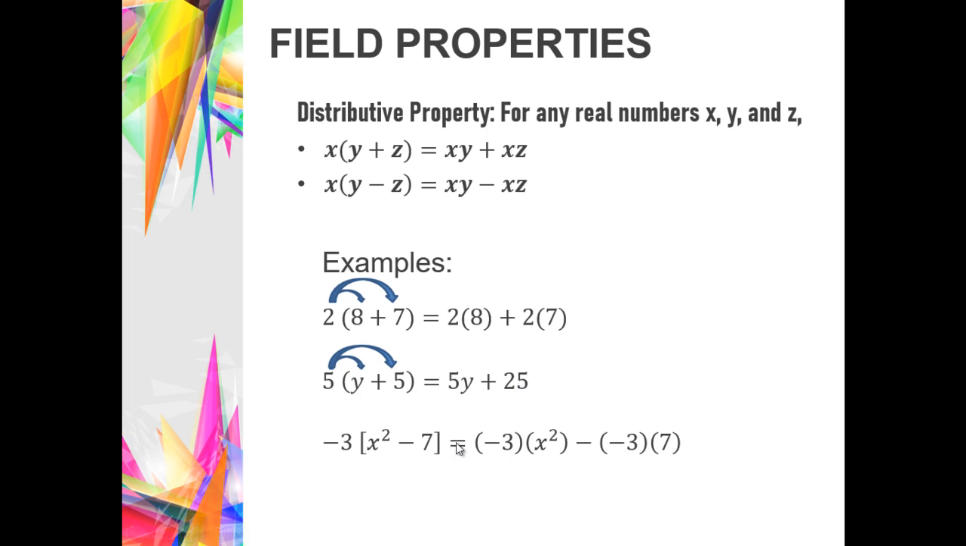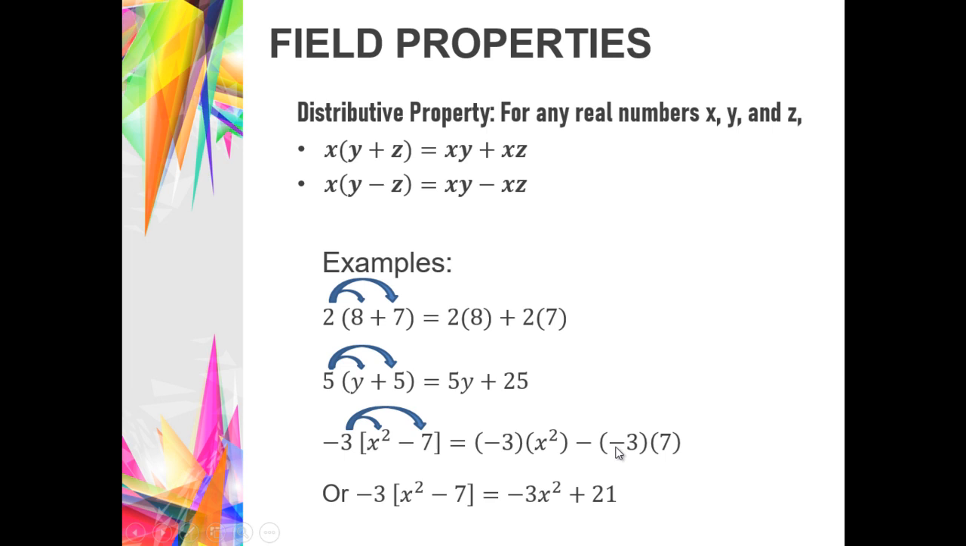Negative 3 times x squared minus 7 equals to negative 3 times x squared. Copy here minus, unya, negative 3 times 7 also. Okay. So, mahimo na siya, pwede po na siya nga na form. So, negative 3 times x squared minus 7. So, negative 3x squared, pwede wala na parentheses.